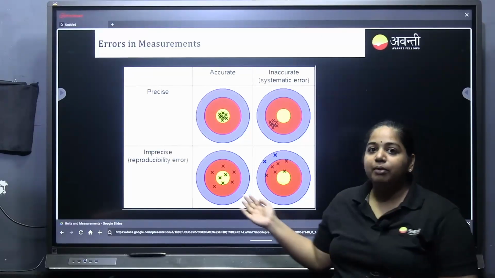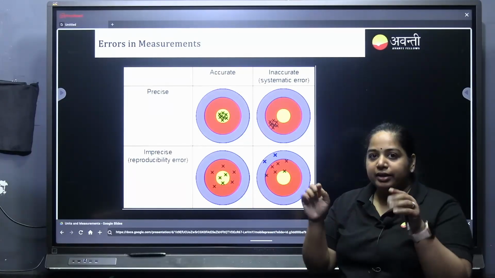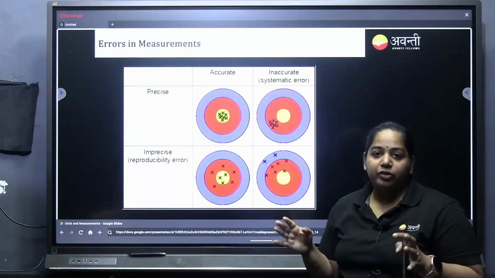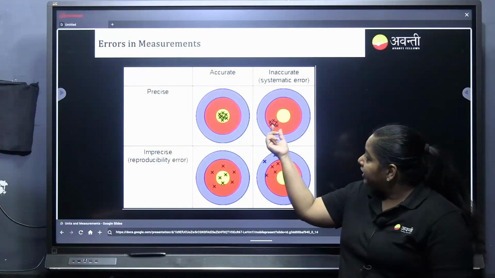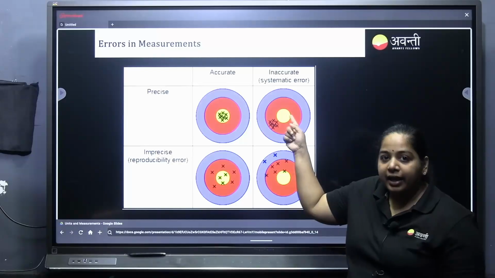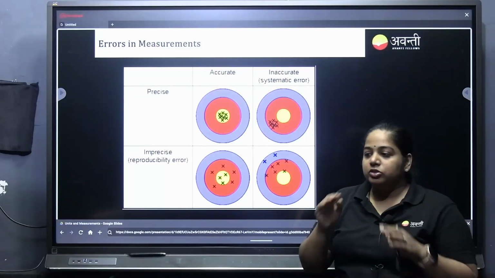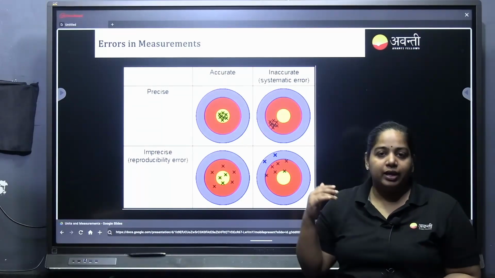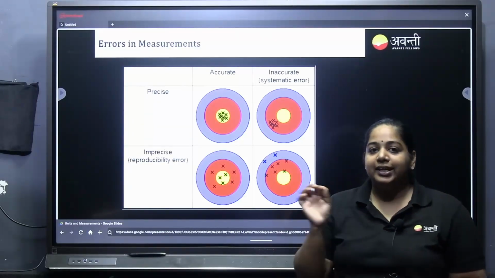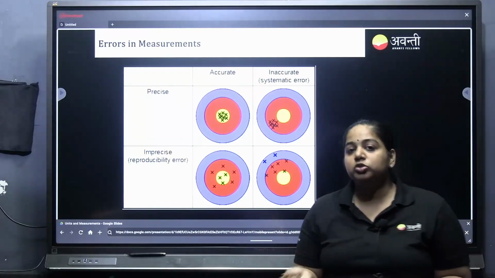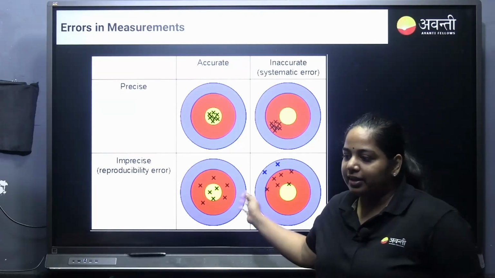But precision is a completely different thing. Here you see all these arrows are near the yellow, but they are scattered around, they are not near each other, so it is not precise. And here it is not near the actual value, but all the arrows are near each other, that means it is precise. So when you are taking multiple observations while doing an experiment, if your values are near each other, it is precise. If your values are close to the original value, that is accurate. Students, the screen is visible, right?